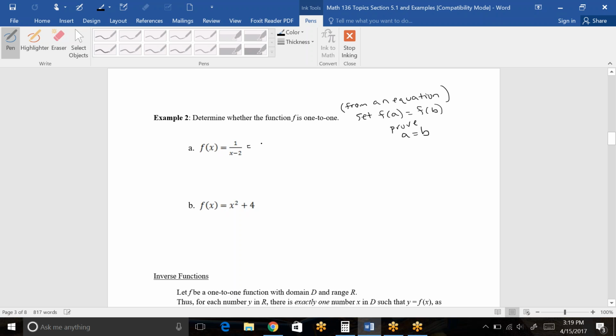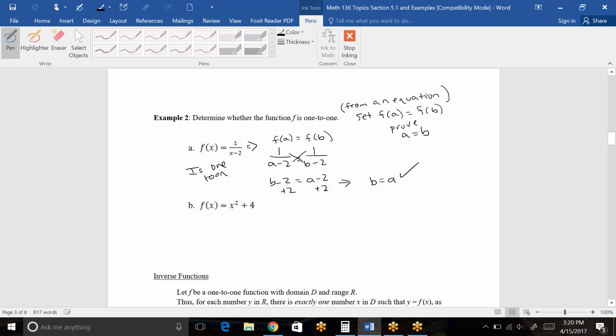So for example, if I do this one, I would say f of a equals f of b. And normally, just so you don't get too stressed out, we don't put this on the test. But it is the only other way you can tell if something is one-to-one if you don't have the picture in front of you. So that's 1 over a minus 2 and 1 over b minus 2. We can cross multiply here, and then we can add 2 to both sides. And notice that gives me b equals a. So this one is one-to-one.